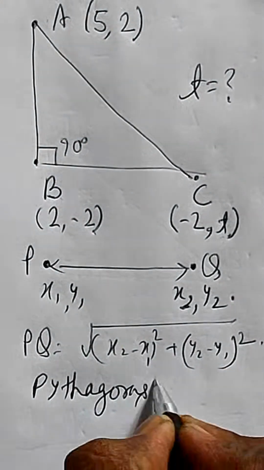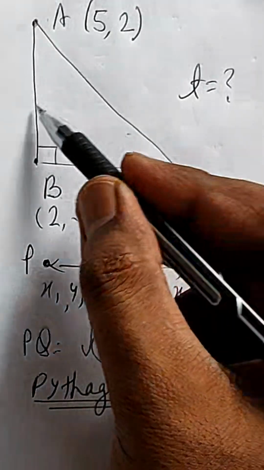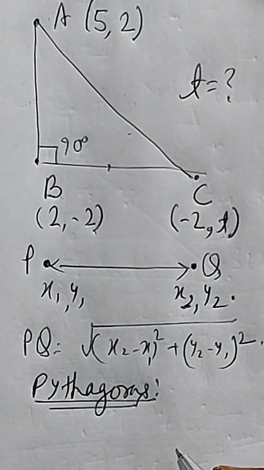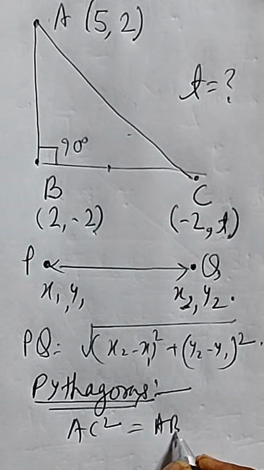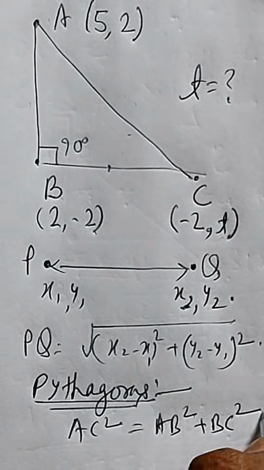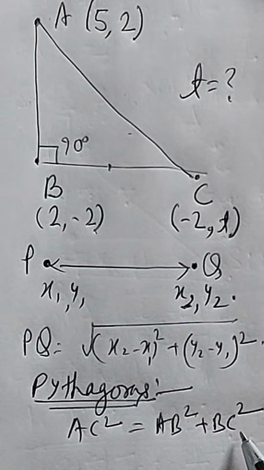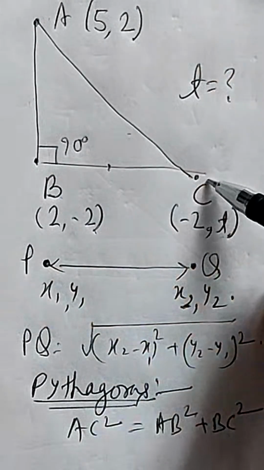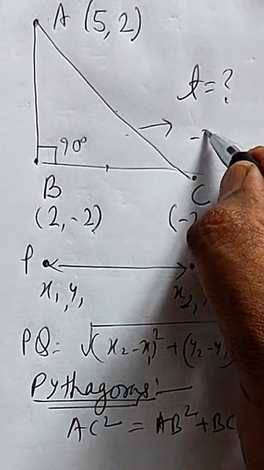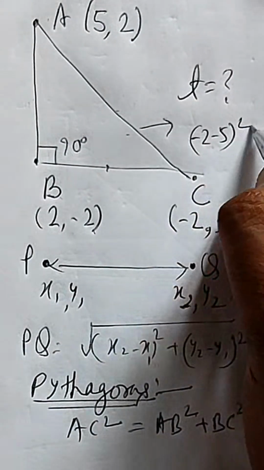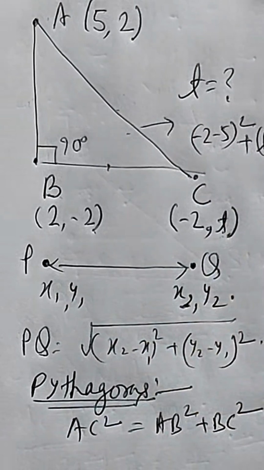Now, since ABC is a right angle triangle, we should apply the Pythagoras theorem over here, right? By the Pythagoras theorem, you get the relation between these 3 lengths, hypotenuse, perpendicular and base. So by applying it, we can write AC square equal to AB square plus BC square, isn't it? Now what is the length of AC? The length of AC is coming as (minus 2 minus 5) whole square plus (T minus 2) whole square, right?